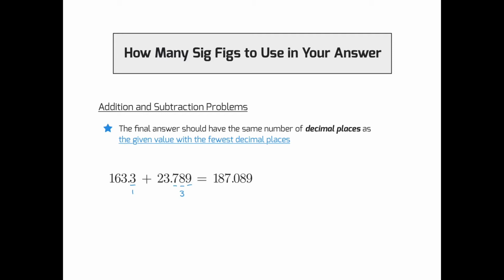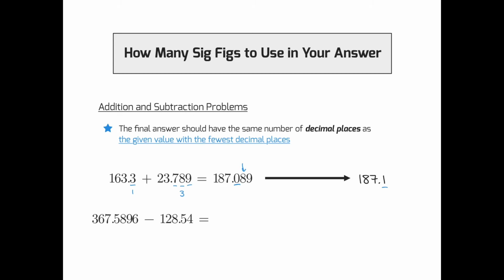Our rule tells us that we're going to round this number to the same number of decimal places as the given value with the fewest number of decimal places, which means that we're going to round this number to 1 decimal place. So we count off 1 decimal place, and this 8 is bigger than 5, which means this 0 is going to round up to 1. So what we end up with is 187.1, which has just 1 decimal place.